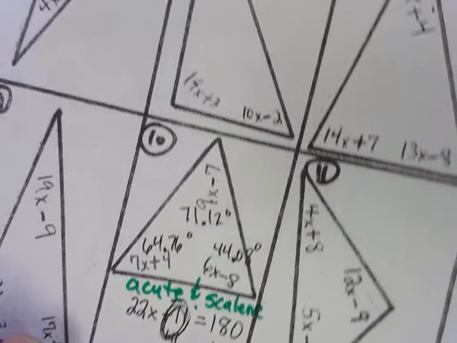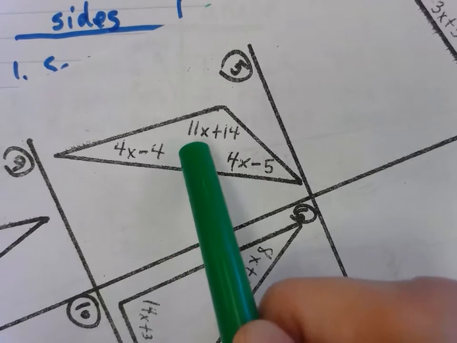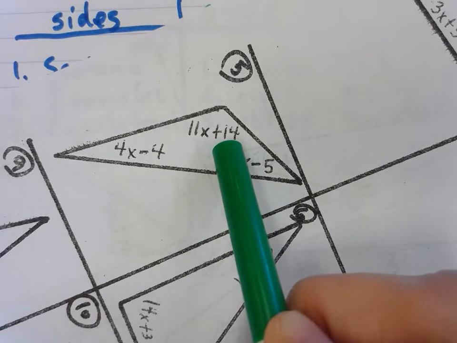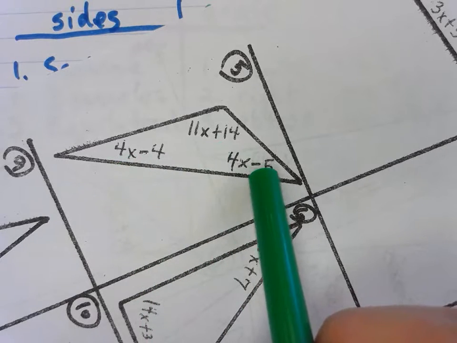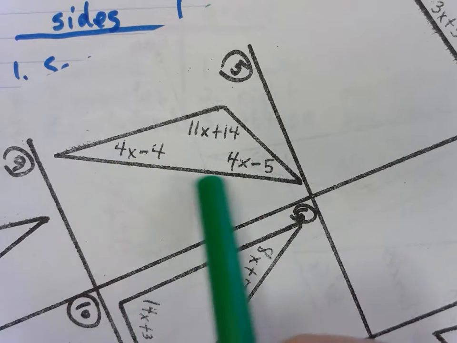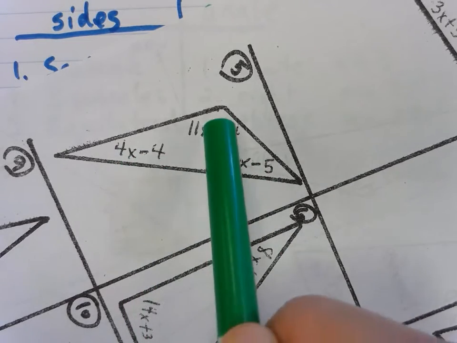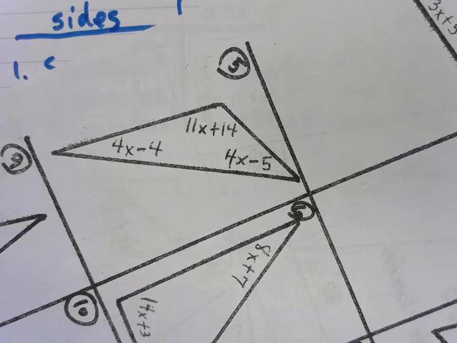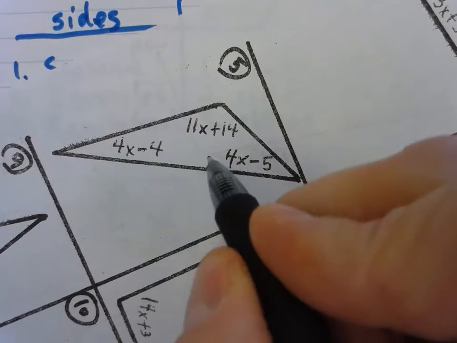All right, we'll do one more with you. Let's come up here and look at number 5. All right, so this one's got 11x plus 14, and 4x minus 4, and 4x minus 5. Okay, so automatically you're going to know these are going to be pretty close together, because this is 4x minus 4, this is 4x minus 5. Probably going to be scalene, because all those are different. But let's see what we got here.